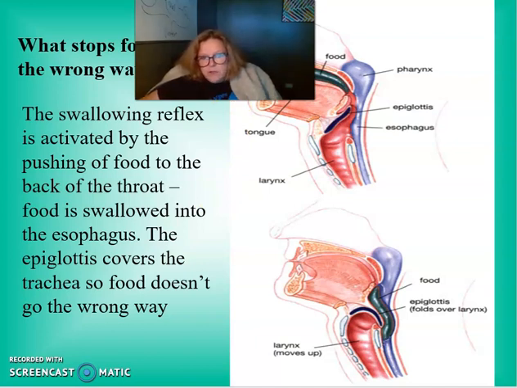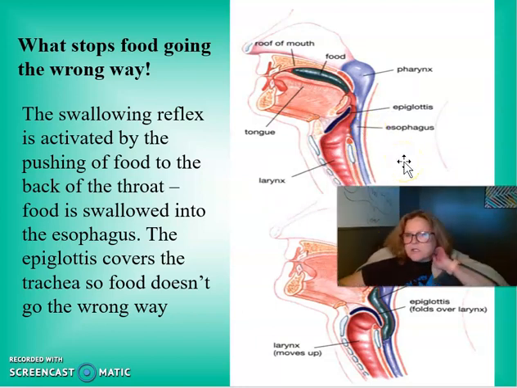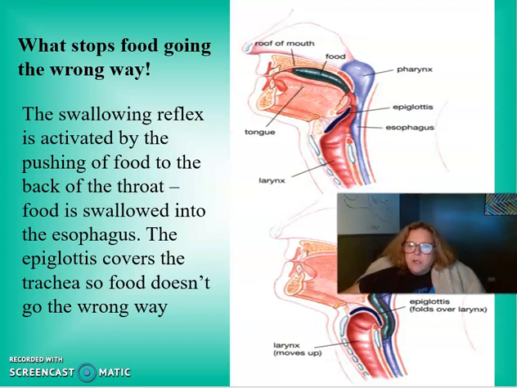So maybe this would have been a better place to start, but I'm having trouble with my head here so that you can see. Anyways, this is going to give you a side view of what's going on in the mouth and the throat and the pharynx, so you can see what's going on here. So this is the food, this green bolus right here. You can see the tongue underneath that.